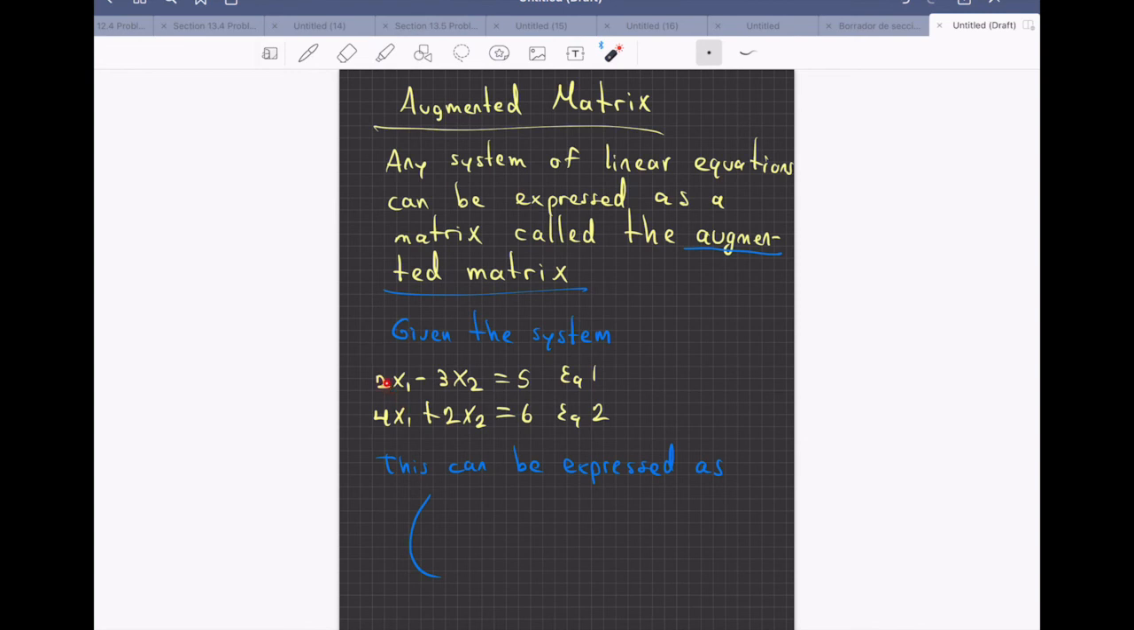You will have to create a matrix based on the coefficients of the equations. The first equation is going to correspond to the first row. So the coefficients, by coefficients I mean the numbers multiplying the unknowns or the variables. In this case we have 2, -3, and 5. 2, -3, and 5, see? And for the second equation, we have a second row. Again, 4, 2, 6.